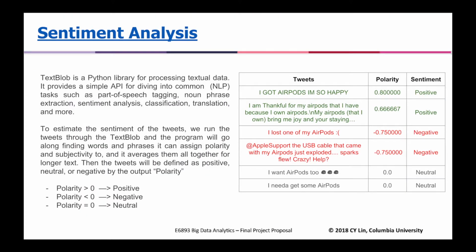The reason why we are doing sentiment analysis is we want to see what Twitter users think about one product and what the positive and negative aspects of our product are. For the sentiment analysis, we use TextBlob, which is a Python library for processing textual data. To estimate the sentiment of the tweets, we run the tweets through TextBlob, and the program will go along finding words and phrases it can assign polarity and subjectivity to, and it averages them all together for longer texts. Then the tweets will be defined as positive, neutral, or negative by the output polarity. And the right chart shows some of our results, and we can see it's quite accurate.